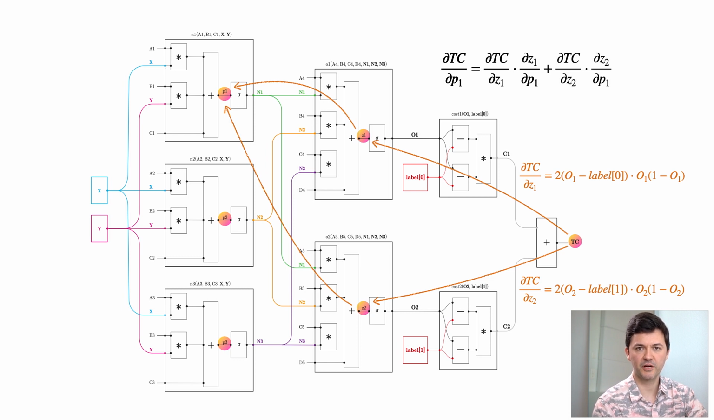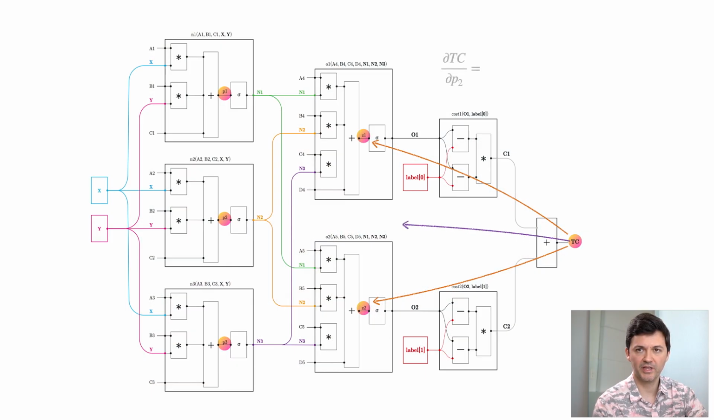Therefore, to compute the partial derivative, delta Tc over delta P1, we do the top branch first, which is delta Tc over delta Z1, times delta Z1 over delta P1, and add to it the bottom branch, which is delta Tc over delta Z2 times delta Z2 over delta P1.